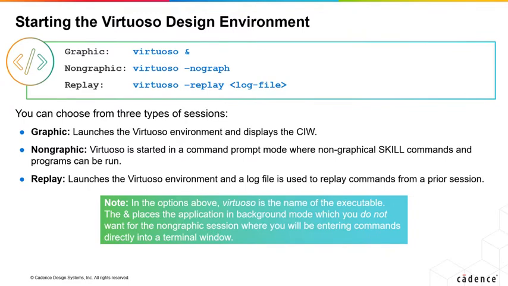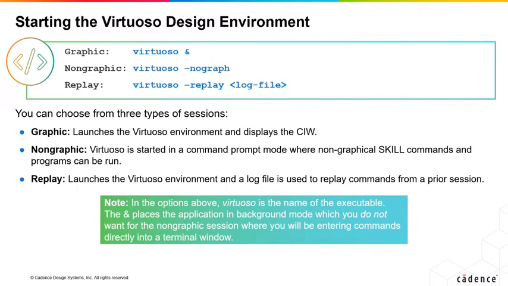So first of all, for a graphic session, you would enter in the Unix command line virtuoso space ampersand. Now the ampersand actually places the application in the background. You don't have to use that, but if you want to continue to use that Unix window, you would need to place it in the background. Virtuoso also is the name of the executable.